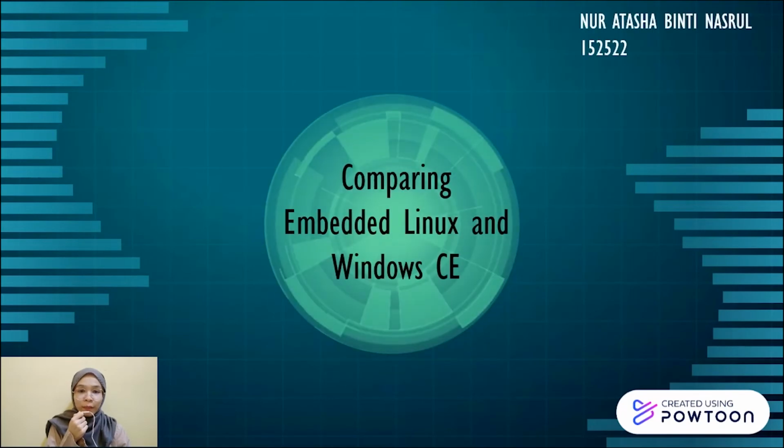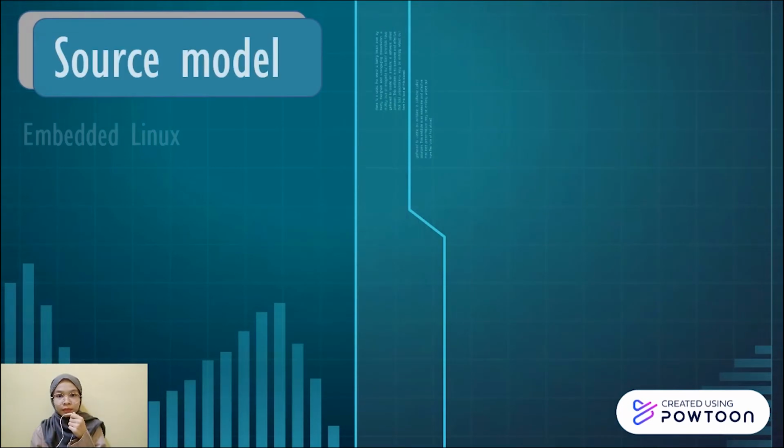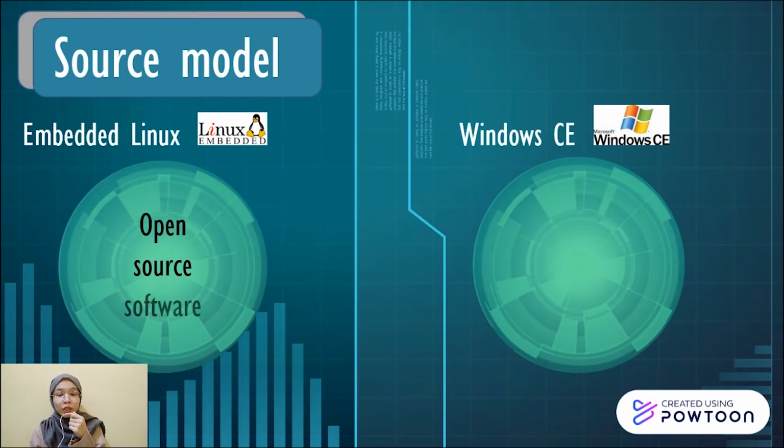Let's continue by comparing embedded Linux and Windows CE. Embedded Linux is open source software that allows everyone to have access to the source code of the kernel. On the other hand, Windows CE is non-open source software. Windows CE only allows members of a selected group to have access to its source code.